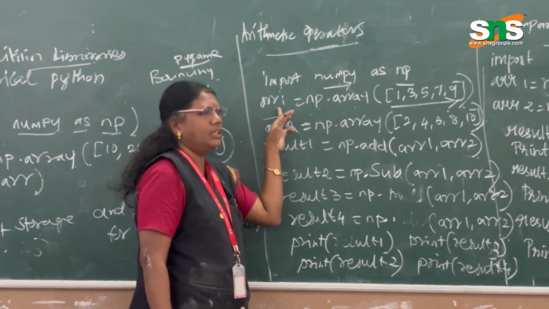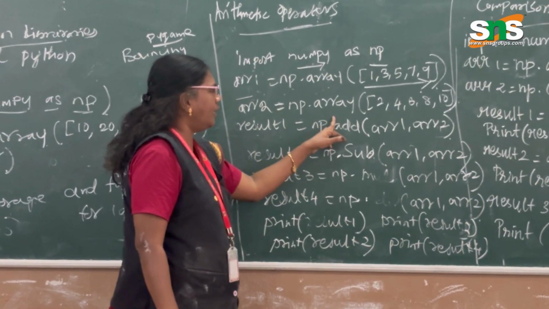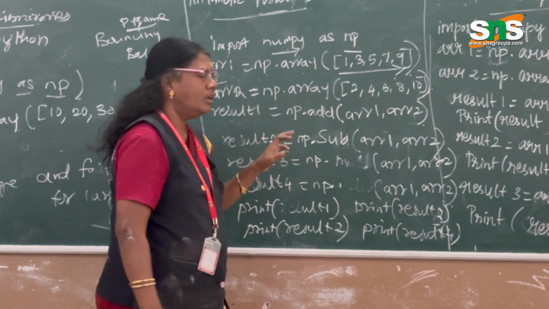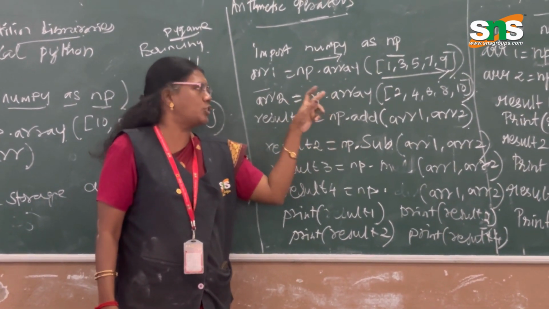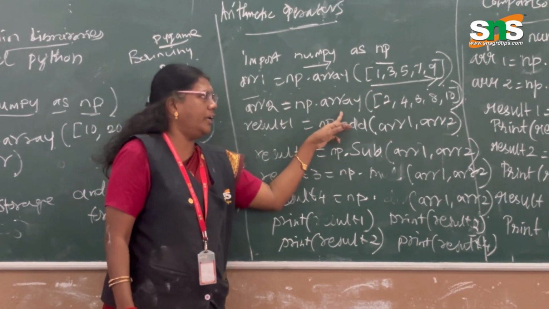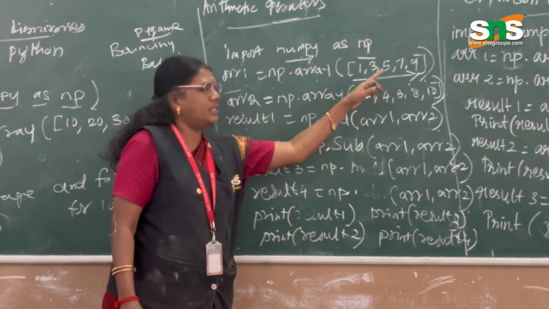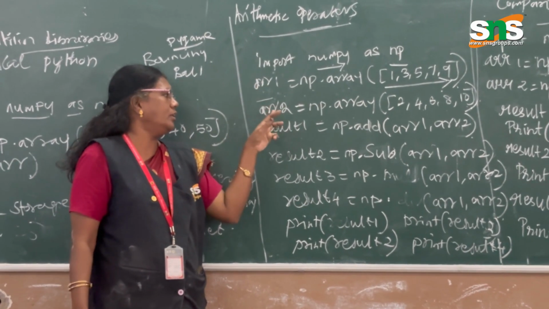In that name array 1. Next, array 2 equal to np dot array of even numbers 2, 4, 6, 8, 10. 5 elements will be declared as a list and stored into the array named array 2. 2, 4, 6, 8, 10 is an array. 1, 3, 5, 7, 9 is an array, stored into the variables array 1 and array 2.